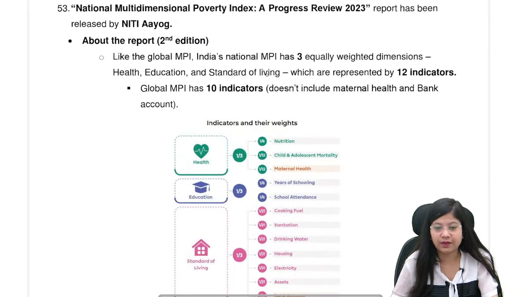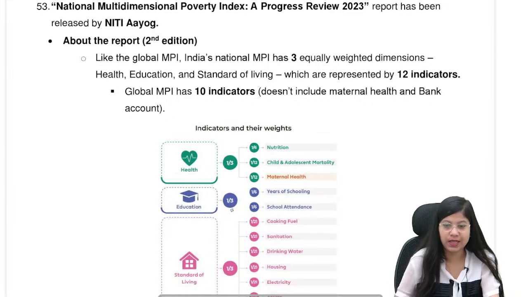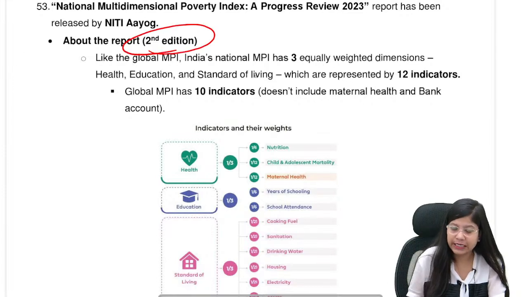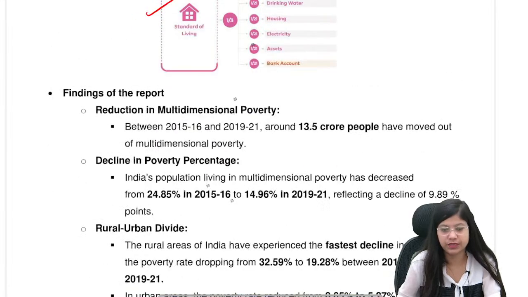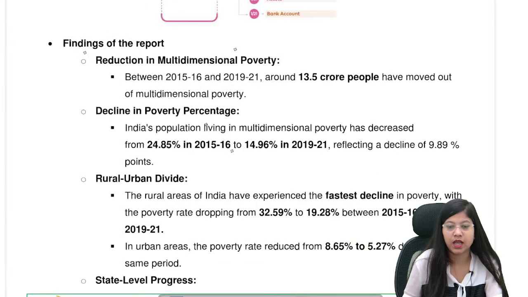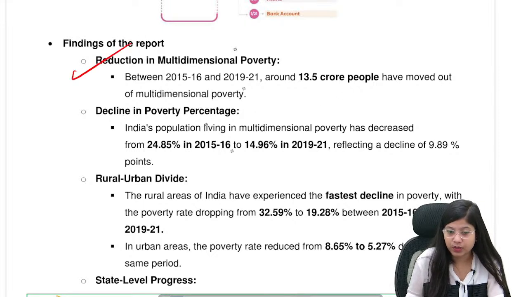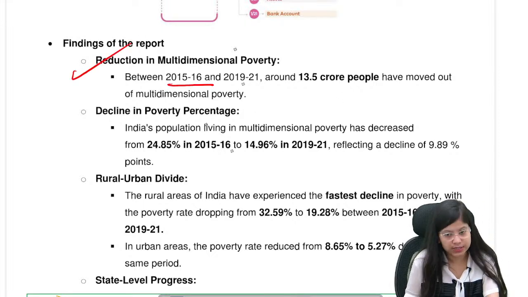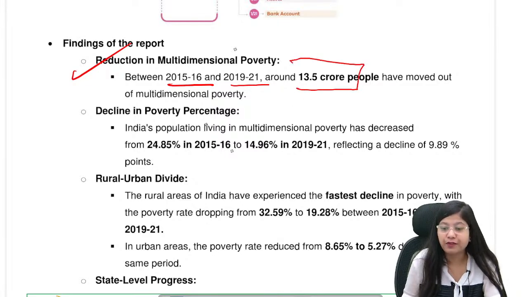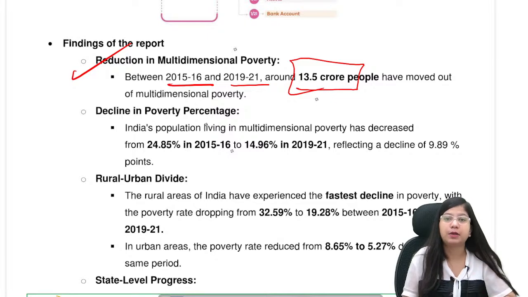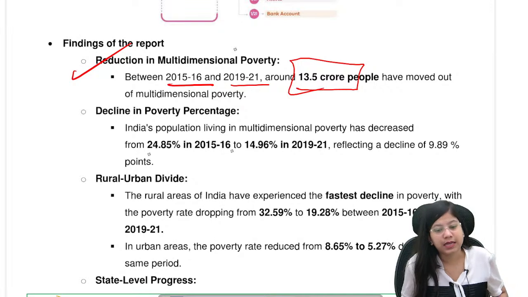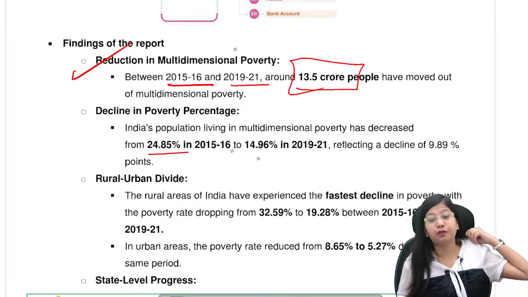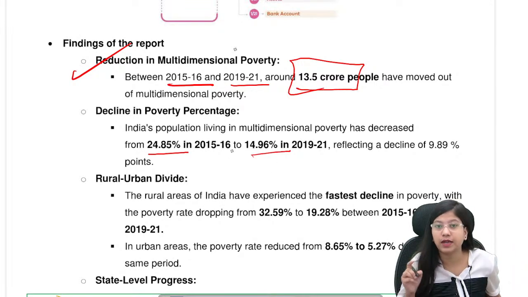Now we have the National Multidimensional Poverty Index as well. 2nd edition again. We have health, education, standard of living. We have discussed it. Let's discuss the findings. Reduction in multidimensional poverty: between 2015-16 and 2019-21, around 13.5 crore people moved out of multidimensional poverty. Decline in poverty percentage: it has declined from 24.85% to 14.96% in 2019 to 2021.